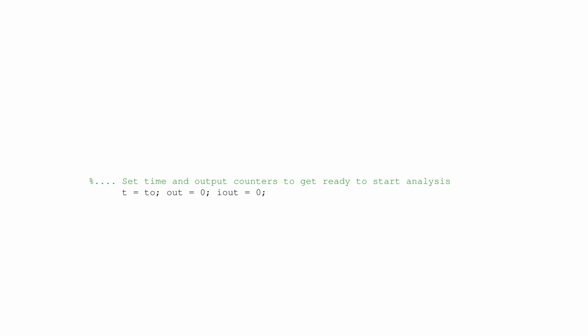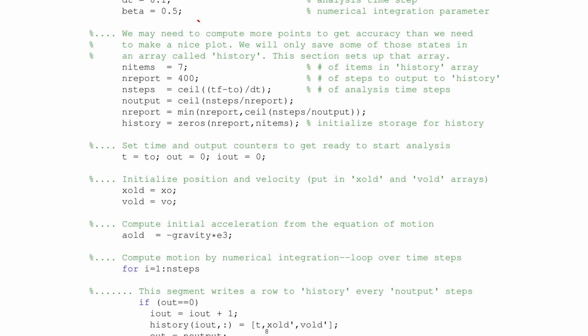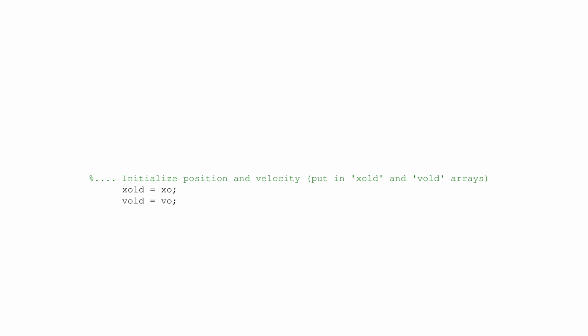Next, we're going to initialize our initial time, and we're also going to set iout equal to 0. This will be for deciding whether or not we want to keep something to the history array, since we don't actually need to keep each time step in the history array. Here, we're going to set our initial conditions to be our xold and vold values. That's going to initialize our time-stepping algorithm.